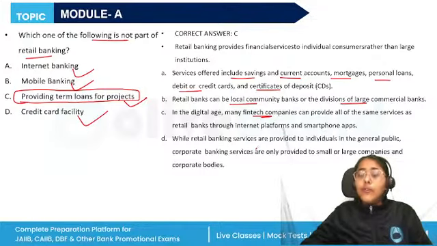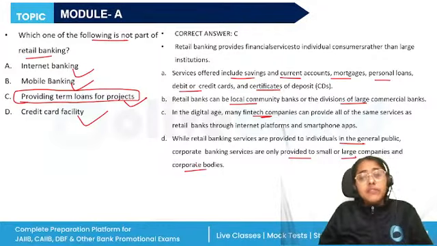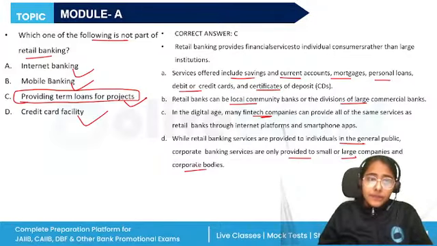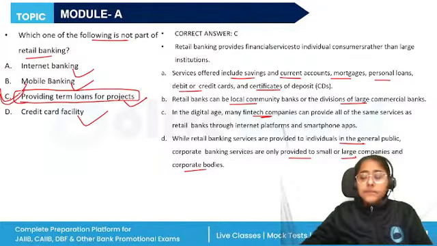Fintech companies are also providing the same services, right? Like Google and Apple. Then retail banking services to the individuals in the general public, while corporate banking only to the small or large companies and the corporate body. So this is the difference between retail banking and wholesale or corporate banking. So the correct answer here will be option C.